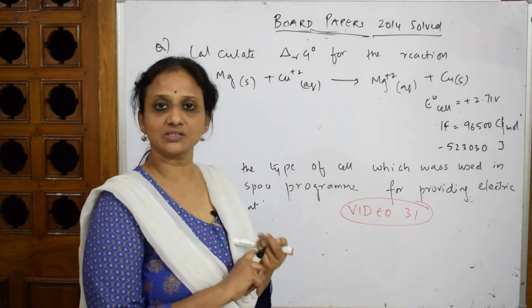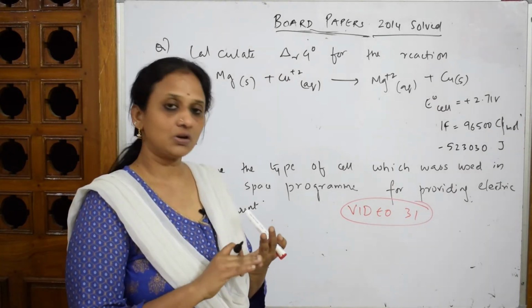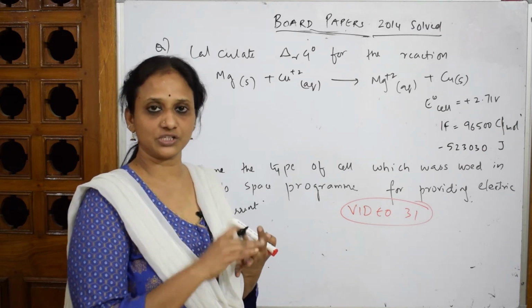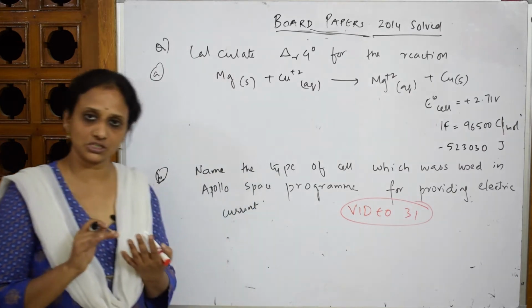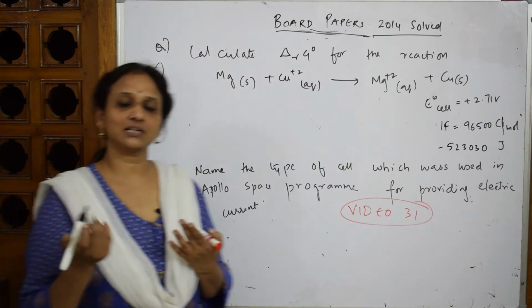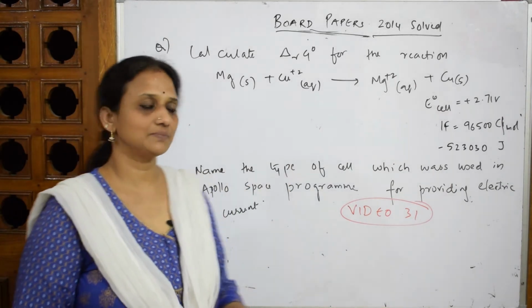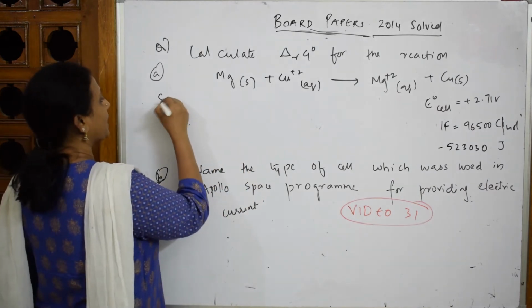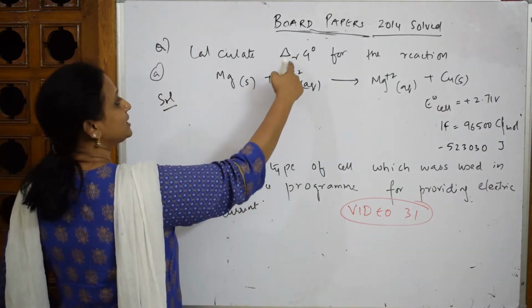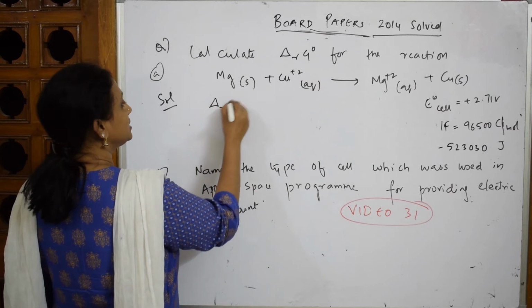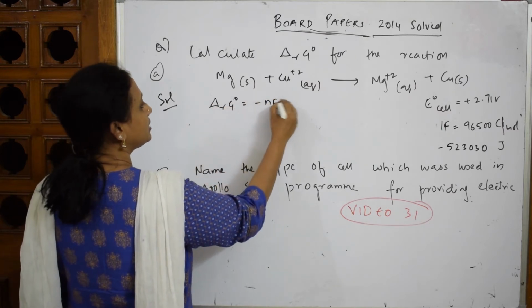Either they will ask you to use the Nernst equation to calculate E cell, or they will ask you to calculate the concentration. One concentration will be known, the other unknown. Or they will ask you to calculate the E naught cell value, or they may ask you to calculate Gibbs free energy. So simple. Let's write the formula first. For calculating delta G naught, the formula is minus nF E naught cell.